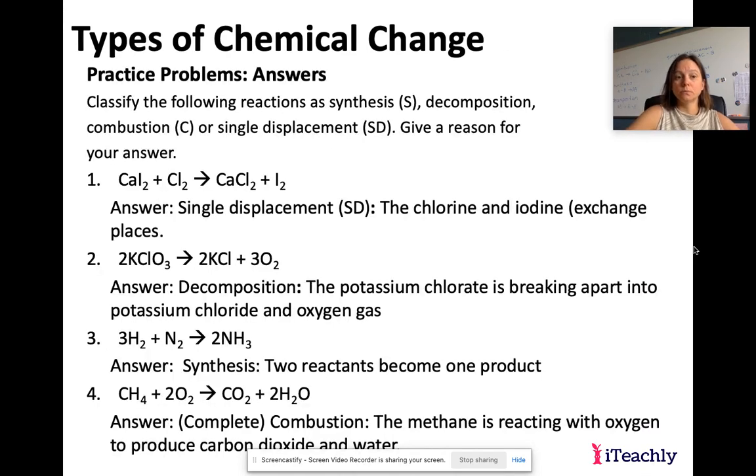So how'd you do? So on the first one, notice we have the chlorine replacing the iodine. So again, notice it's the nonmetal replacing the nonmetal. So this is a single replacement. On number 2, it's decomposition because you're starting out with something big and you're breaking it down. Number 3, you're starting with something small, making it big, so therefore it's synthesis. And then the last one, you're seeing carbon dioxide and water in your products, so you know it's going to be a combustion.